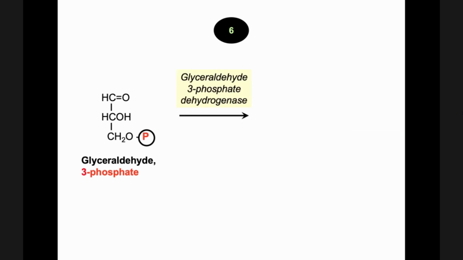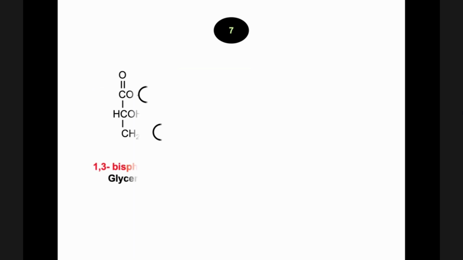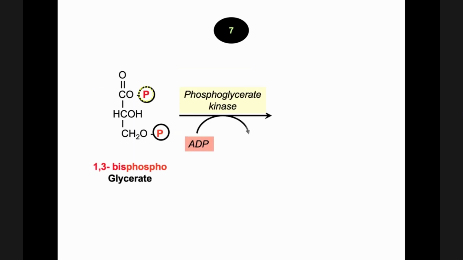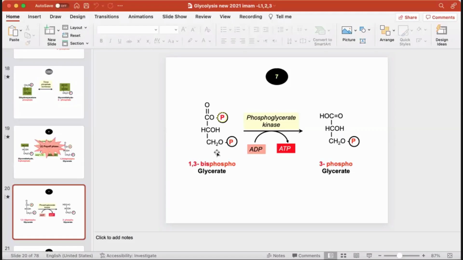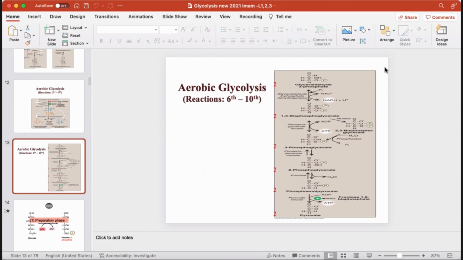All steps from 6 to 10 are multiplied by 2. All the steps and all the products, from step 6 to 10. So we can go here. You see this is from the glyceraldehyde 3-phosphate. So from step 6 until step 10, everything is multiplied by 2.